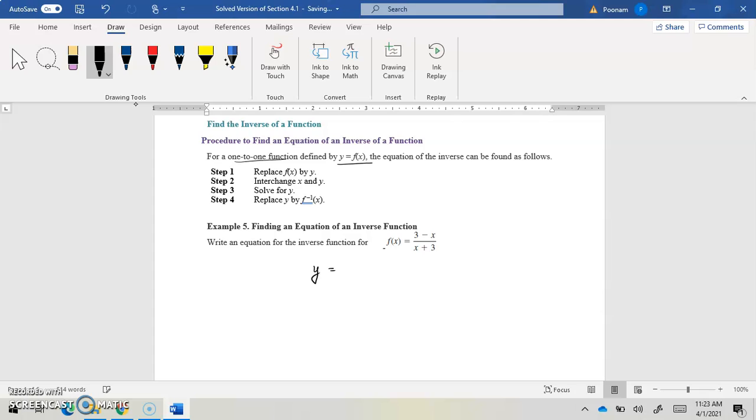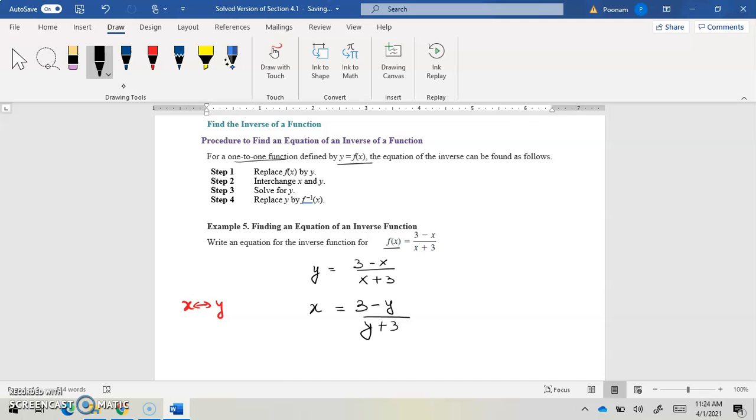In place of f of x, replace y. That makes sense because f of x is y. The second step says interchange x and y. In place of y, write x. In place of x, write y. Let's do that. So in place of y, I have to write x is equal to 3 minus, in place of y, I have to write y.